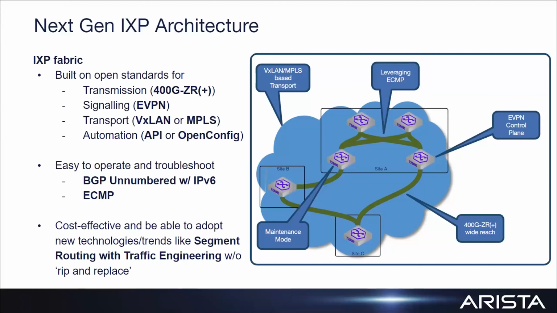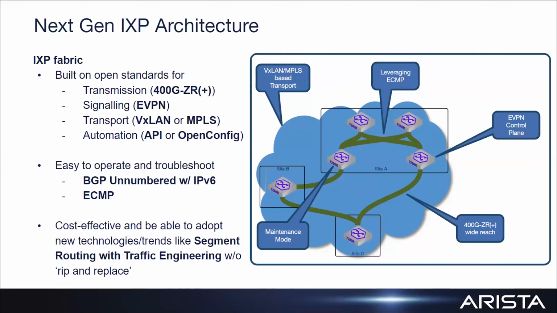Use EVPN for signaling, which is proven to be vendor interoperability. Use transports like VXLAN or MPLS. Be flexible up to your needs. Use automation-wise APIs or OpenConfig. It should be easy to operate and troubleshoot. Use something like BGP unnumbered with IPv6 for your point-to-point links inside of the fabric, and leverage ECMP so all paths can be active at the same time.